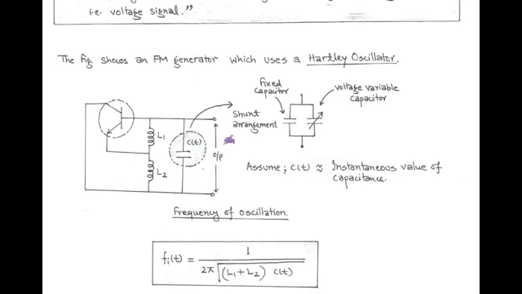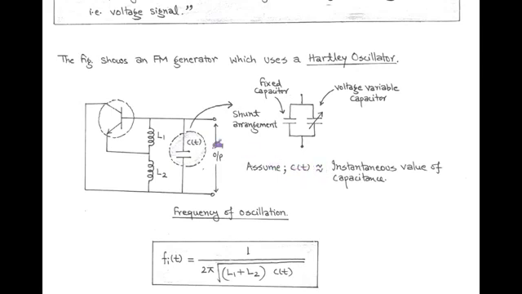As shown in the figure, the Hartley oscillator is used for the generation of FM. That is the direct method. It is a type of voltage controlled oscillator. It consists of a transistor, inductors L1 and L2 and a shunt capacitor. In this combination, we assume that the capacitor also has a shunt arrangement. Here, a fixed capacitor and a voltage variable capacitor are arranged in parallel and measure the instantaneous value of capacitance, that is denoted by C(t).